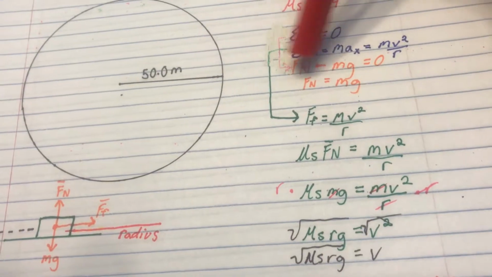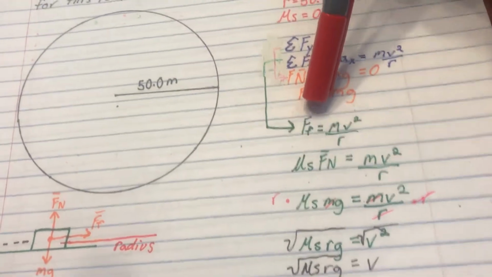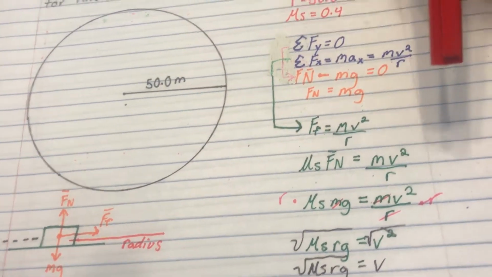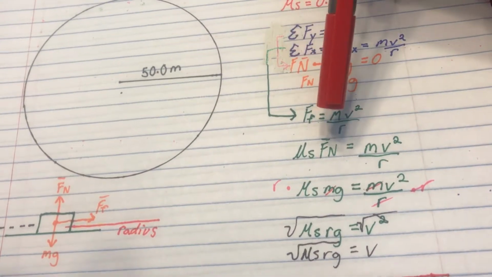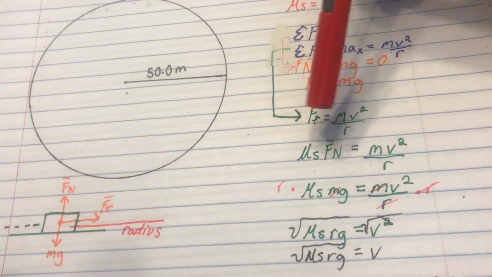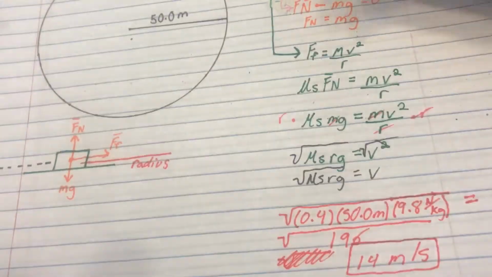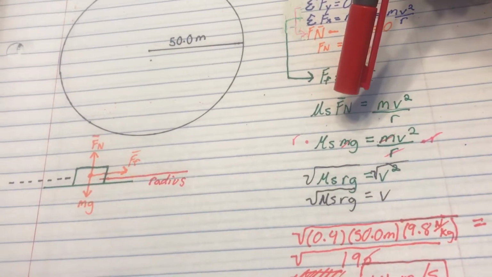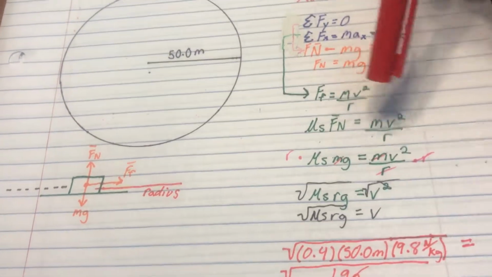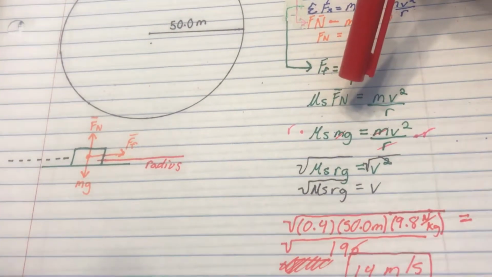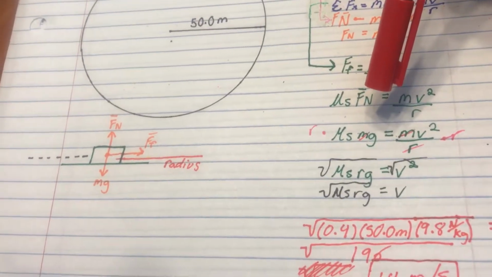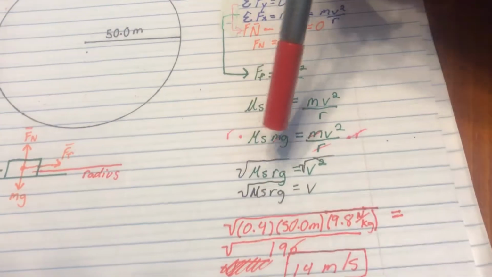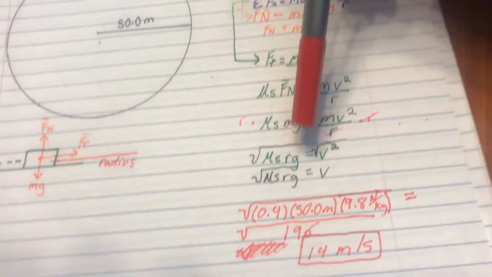And then I took my x equation again, and I put my force of friction equals mass times velocity squared over the radius, and then I put the coefficient of static friction times my normal force equals mass times velocity squared over r. Then let's see what I did here. My normal force, I'm sorry, I'm having trouble holding my phone.